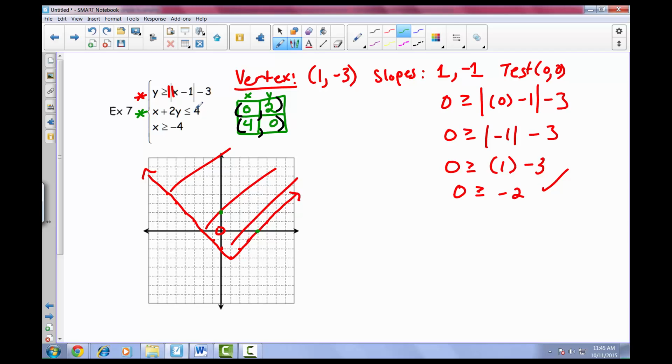Now, just looking to see if this is a solid or a dotted line, we notice that we have this bar underneath, and that's going to basically say that we have a solid line here. So connecting these 2 points, we end up with a solid line.